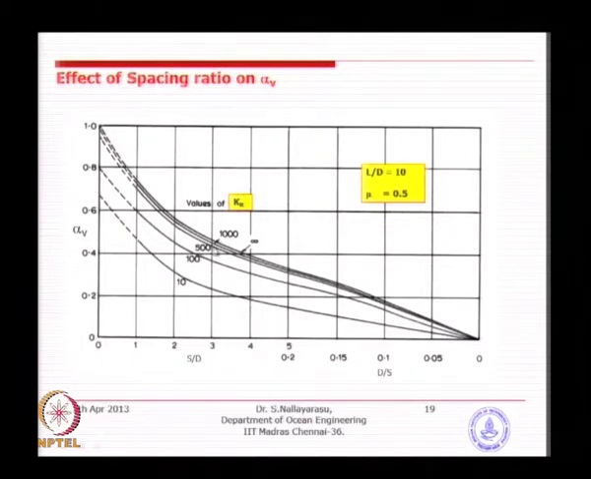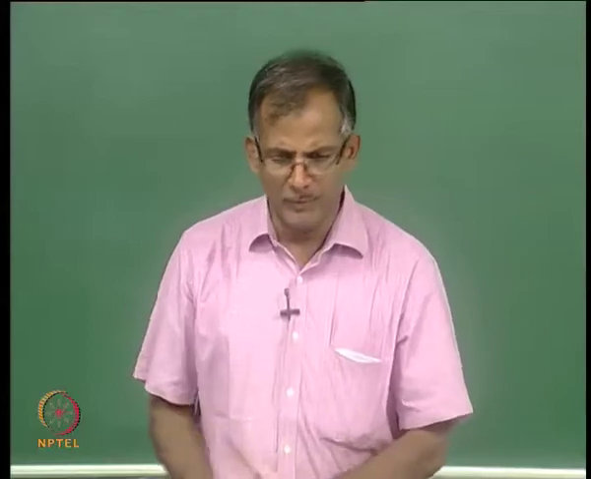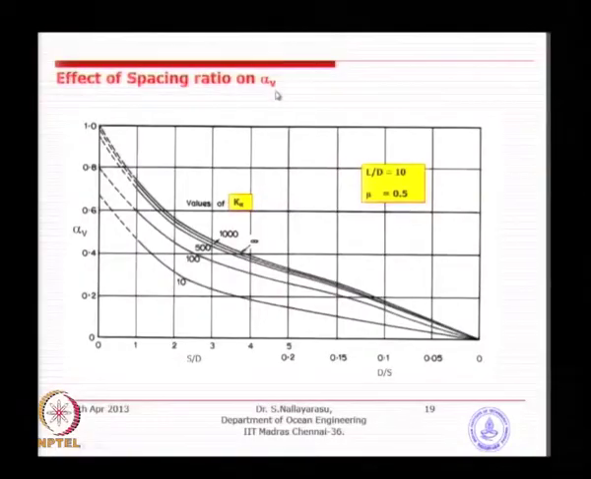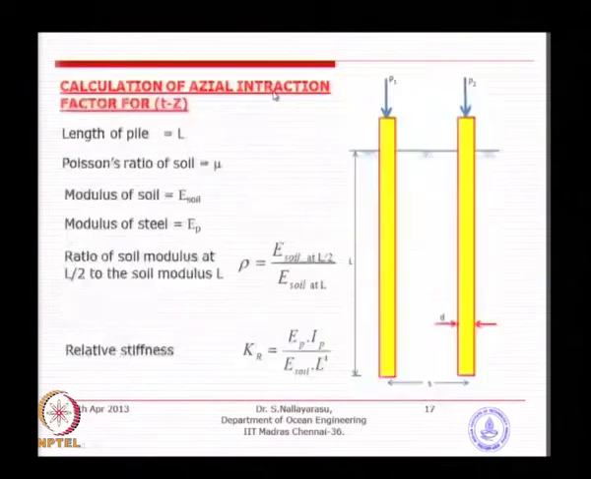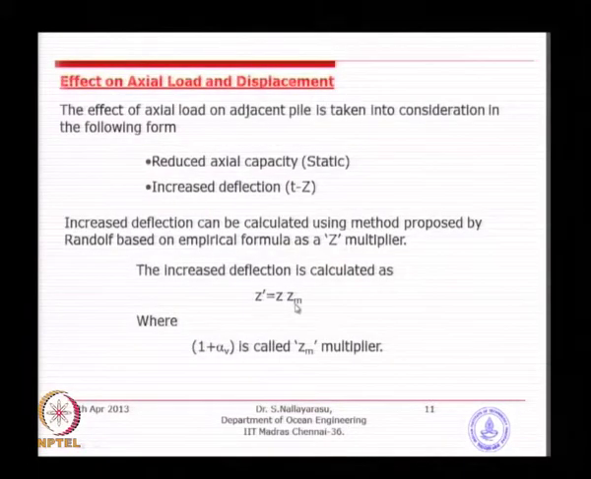So, you have Kr values from 10 to 1000 and L by D ratio of 10 and 0.5. The next graph will show you different L by D ratios and different Poisson's ratios. It is just repetitive, and some 10 charts are available. So, basically alpha v can be computed, and ultimately once you have the alpha v value, you calculate your increased deflection, and you start plotting your graph.